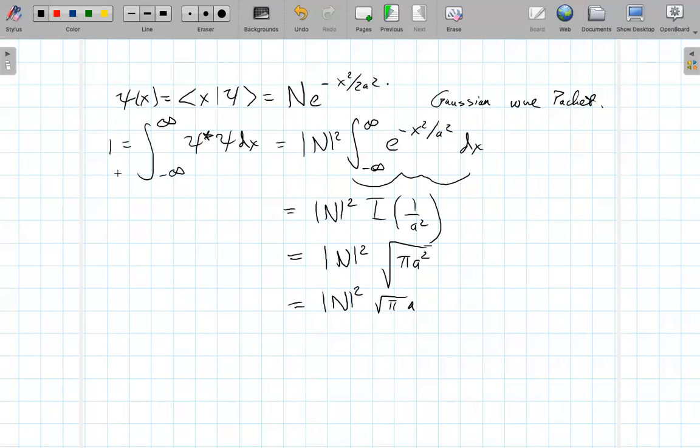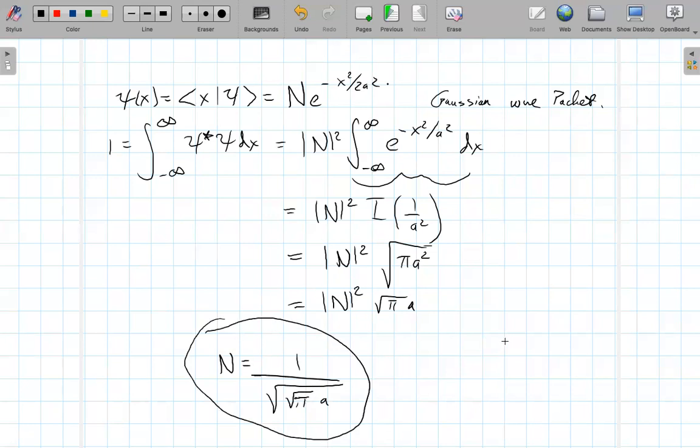So good. Since this is equal to 1, we're going to divide by this term and then take a square root, which means the normalization constant is equal to 1 over the square root of pi times a. So this is our normalization of our Gaussian wave packets. Our Gaussian wave packet is then simply equal to 1 over the square root of pi times a, e to the minus x squared divided by 2a squared. So this is our Gaussian wave packet.